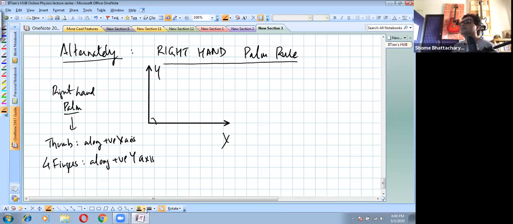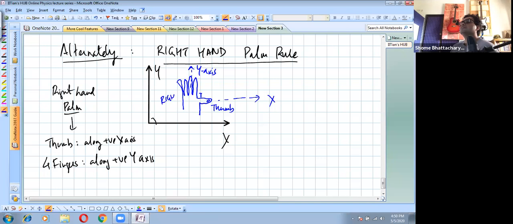So when I do that in this diagram, when I place my palm such that it's obeying this instruction, then it will be something like this. Now you'll have to excuse my poor drawing skills. Four fingers are like this, and now the thumb is pointing. This one is your thumb. Your thumb is pointing along the x-axis. Your four fingers, they are pointing along your y-axis, positive y-axis. And this is your right hand.